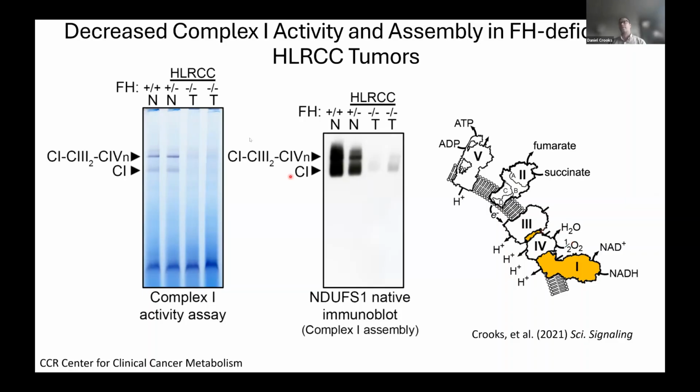So just looking at the assembly of complex 1, this is a native gel activity assay. And so up here, the blue bands mean that complex 1 is functional in the mitochondria of these two normal kidney mitochondrial preparations. Whereas in these two HLRCC FH-deficient tumors, complex 1 enzyme activity is greatly decreased. That decrease in activity is associated with a profound decrease in the assembly of complex 1. So these tumor mitochondria are unable to assemble complex 1. And we showed that this is also the case for a number of the other respiratory chain complexes and supercomplexes.